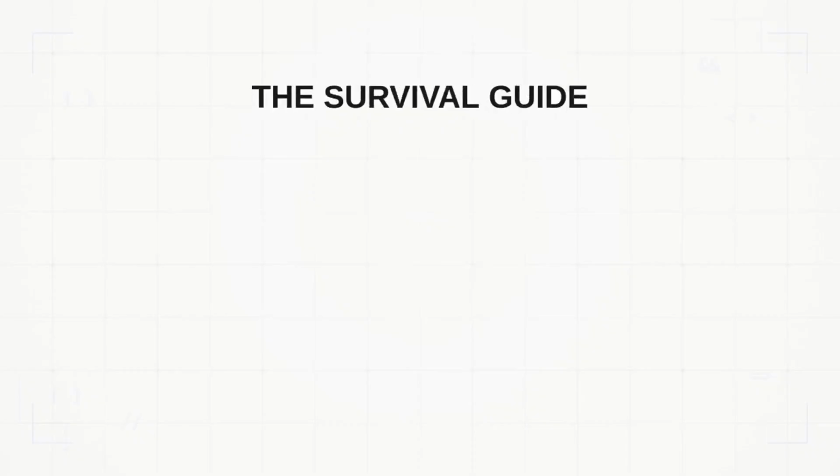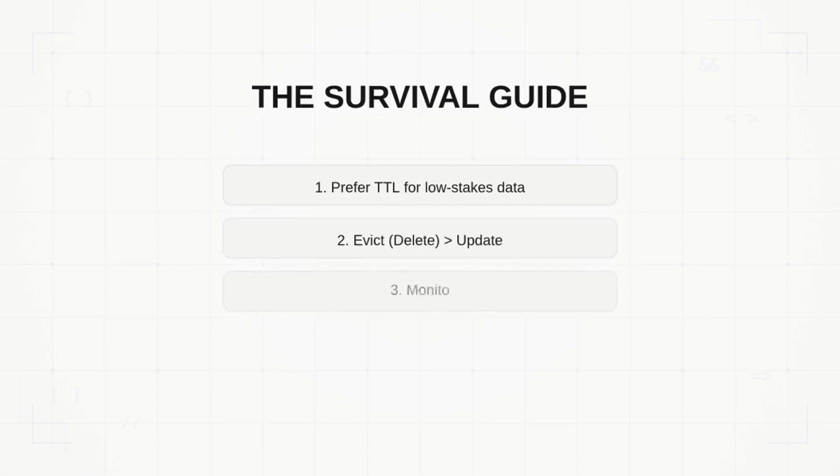So how do you survive the nightmare? First, default to simplicity. Use TTLs whenever possible. If your data can be stale for 30 seconds without causing a support ticket, let it be stale. Second, use delete instead of update. When data changes in the DB, just delete the cache key. It's much safer to force a cache miss and a reread than to try to precisely update a cached object.